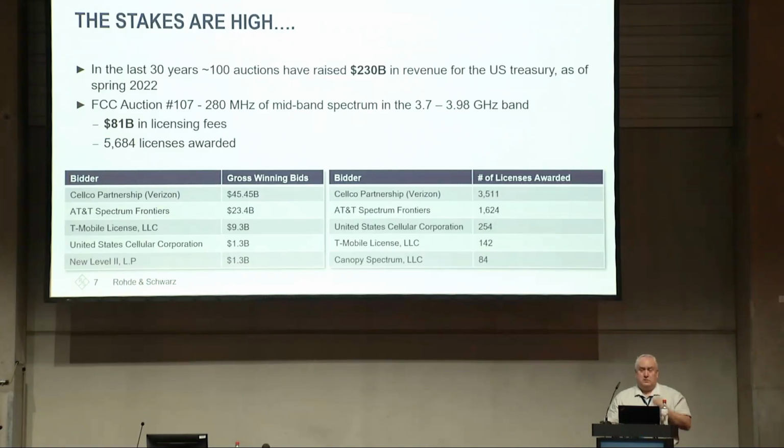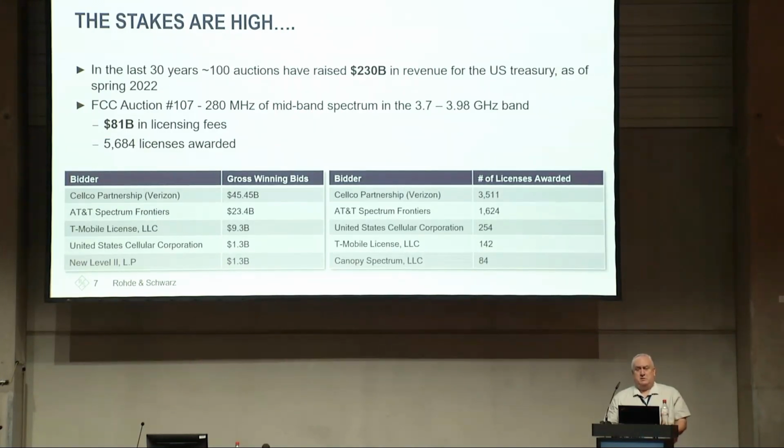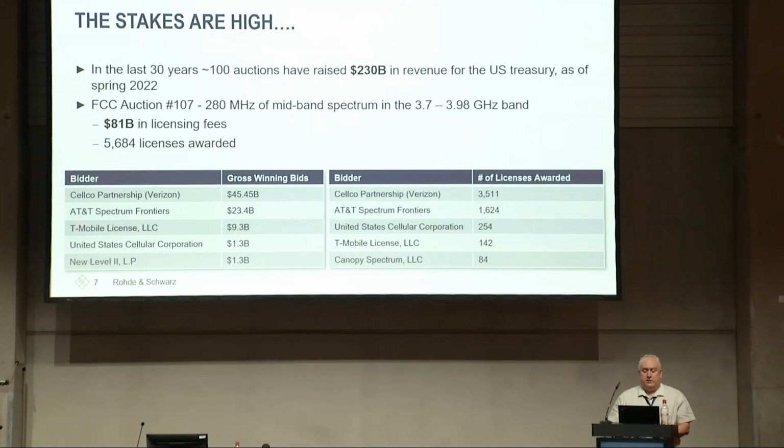And in case you're wondering, there's a lot of pressure. And that pressure comes from the commercial side of that equation that we just looked at on the last slide. In the last 30 years, this is just in the US, there have been more than about 100 auctions that have raised $230 billion for the US Treasury. One auction alone, number 107, which was for 280 megahertz of mid-band spectrum between 3.7 and 3.98 gigahertz, raised $81 billion in licensing fees. So this is the challenge.